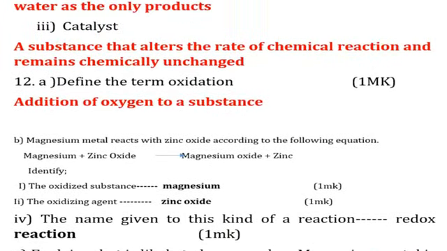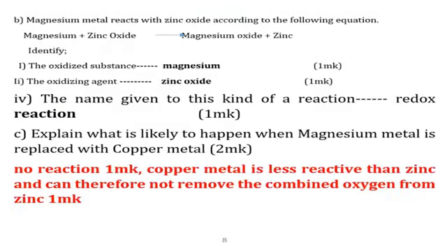Catalyst is a substance that alters the rate of chemical reaction and remains chemically unchanged. Number 12, define the term oxidation. Oxidation is addition of oxygen to a substance. Go to question next.